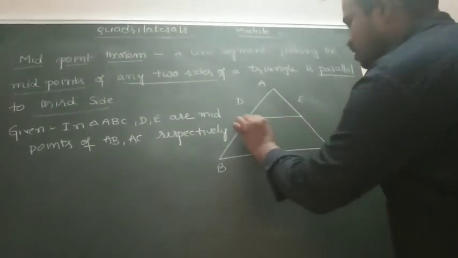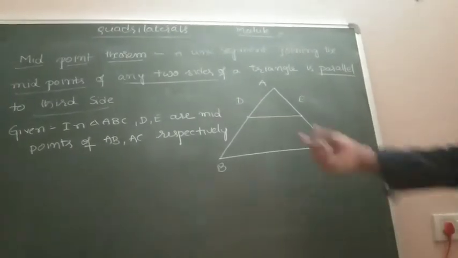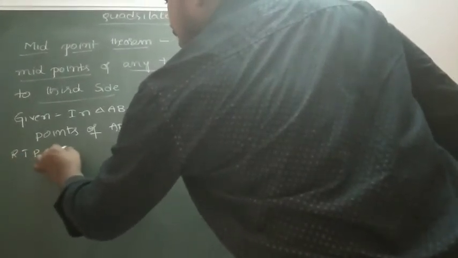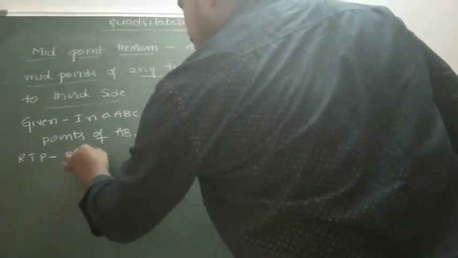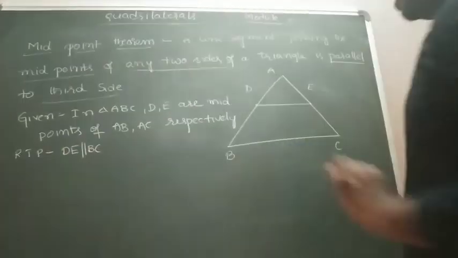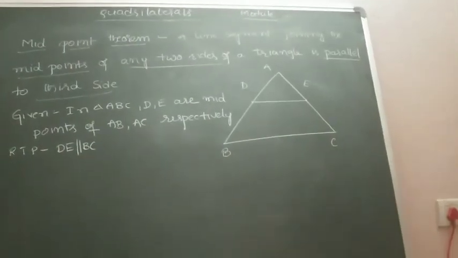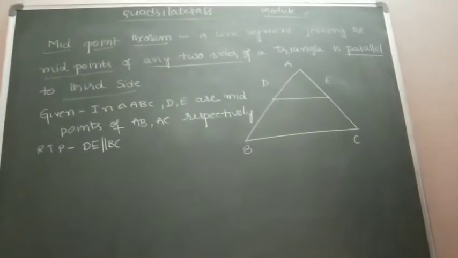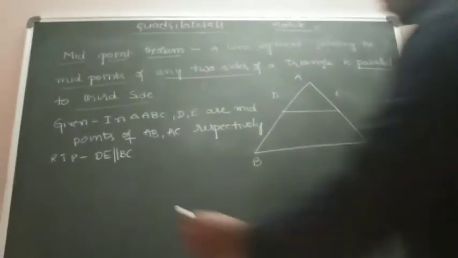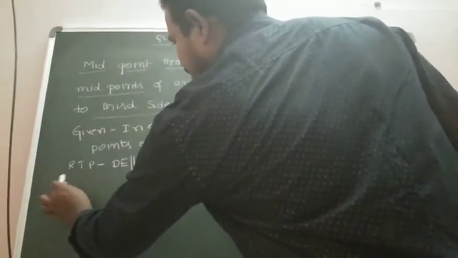Then you should join these D and E points. You get the line segment. You should prove that DE is parallel to BC and DE is equal to half of BC. So see here first. To prove this one, we require a construction.